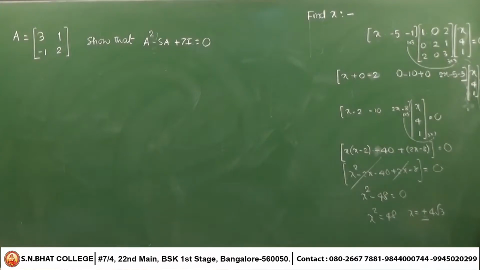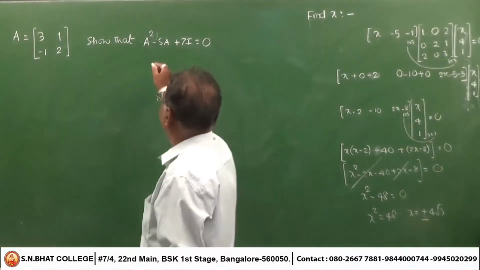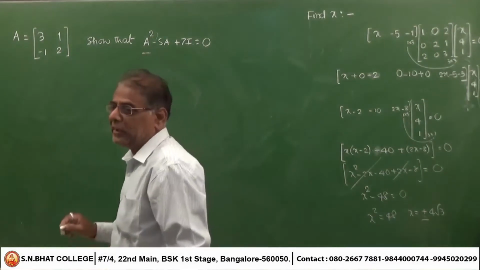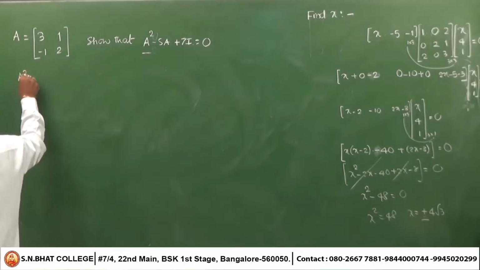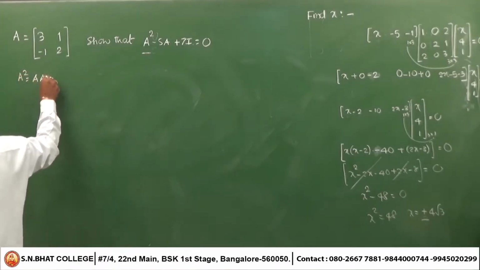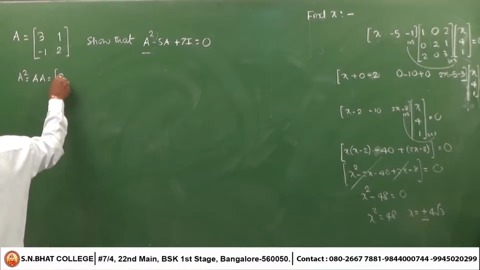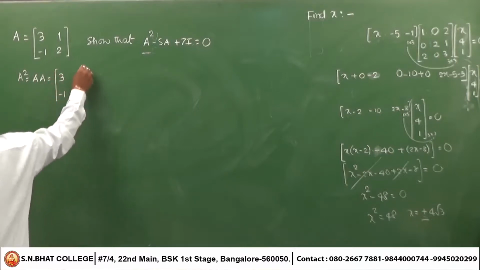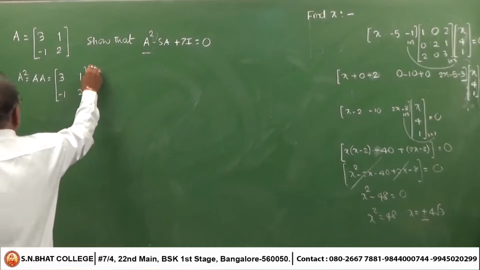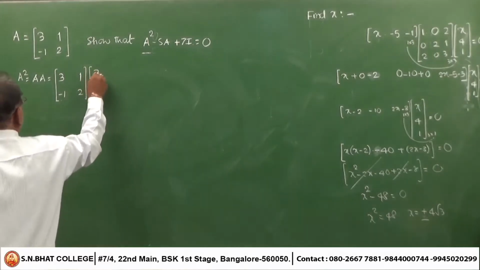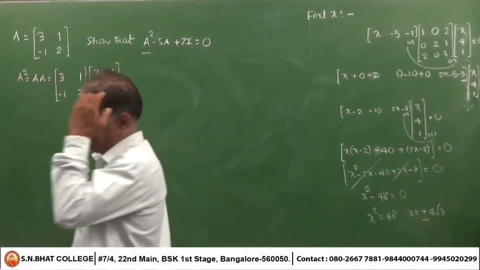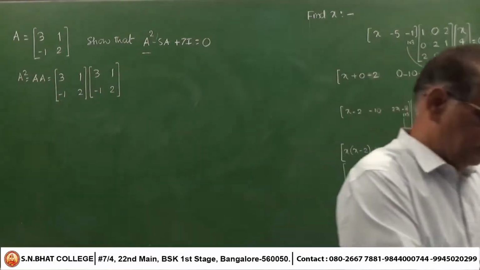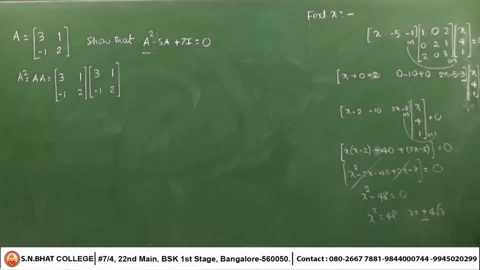In this problem, you have to calculate A square. A is given, calculate A square. A square is A into A. That is the matrix 3, 1, minus 1, 2 into the matrix 3, 1, minus 1, 2. Multiply these two.